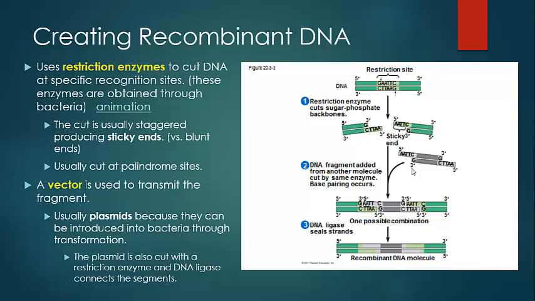In order to insert genes into organisms, we need to use what we call vectors. The vector is the method of transferring the gene from one organism to another organism. In genetic engineering, we often use plasmids as the vector. We use plasmids because they can easily be inserted into bacteria through the process of transformation. Here we see a short animation showing us how restriction enzymes work.